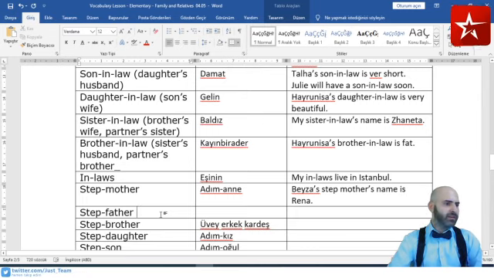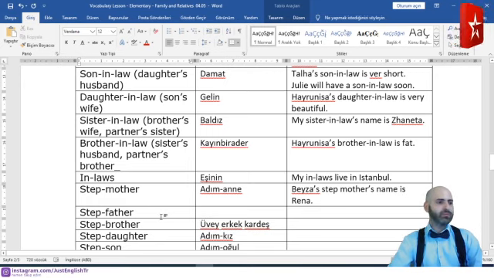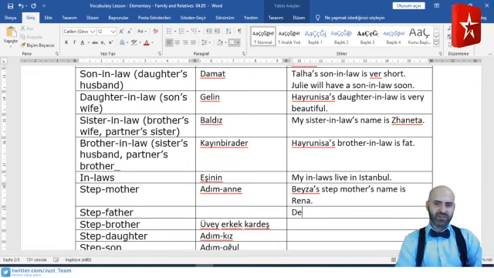Talha, my in-laws have 2 apartments, okay? Stepfather, you understand. This is mother, this is father. Okay, we have an example from Julie. Daryl is Julie's stepfather.